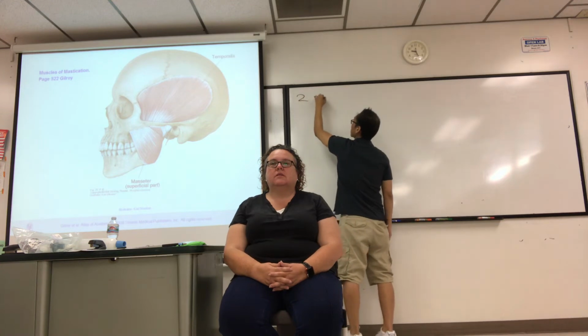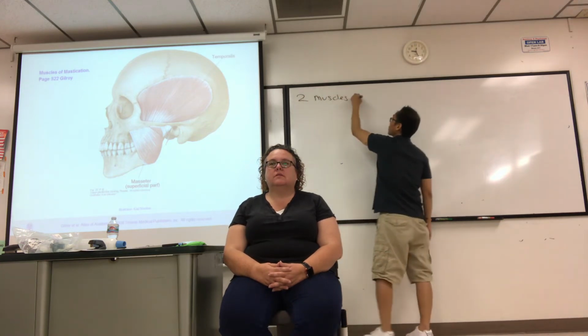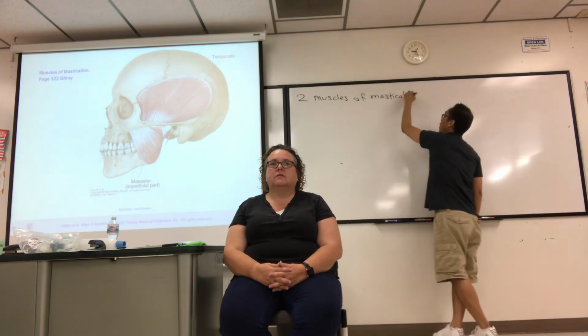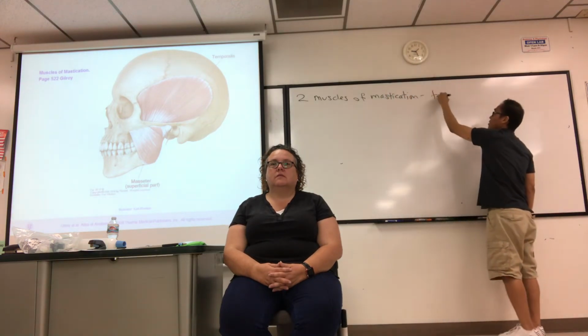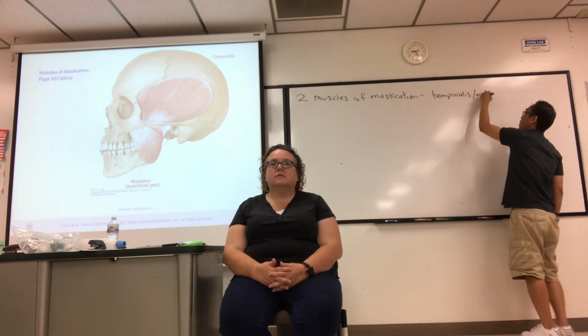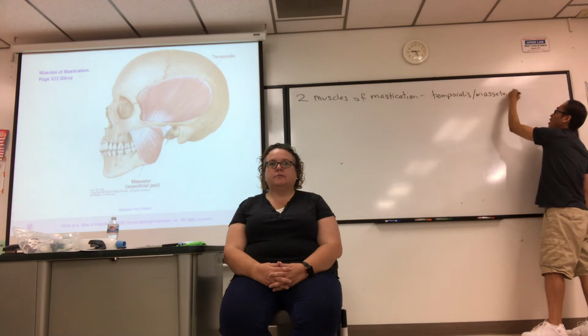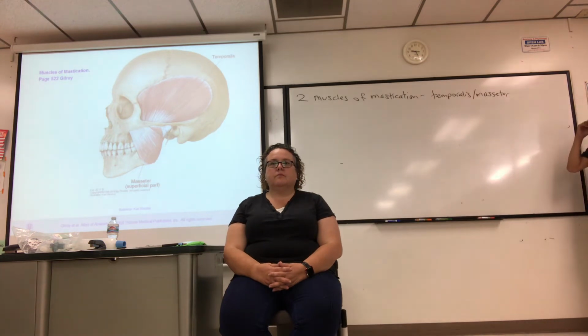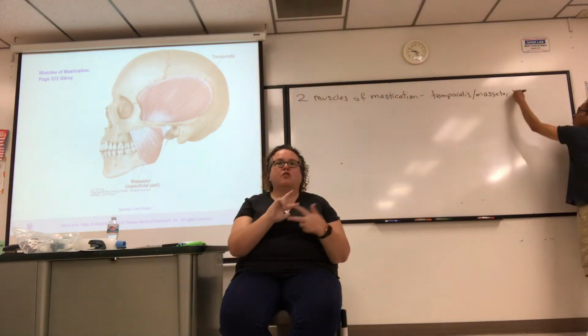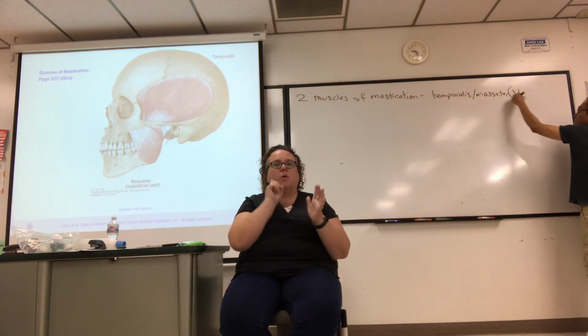Two muscles of mastication: temporalis, masseter. They're innervated by cranial nerve 5, the mandibular division. That's the third division, I'll just put V3. That's the innervation.